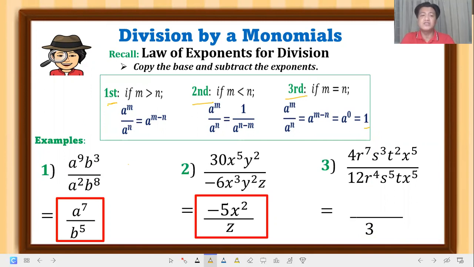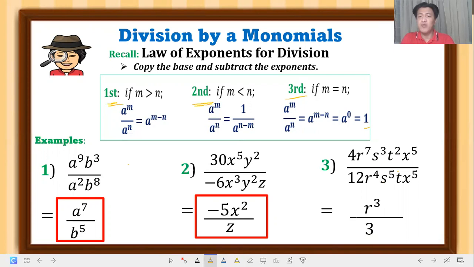Remember, apply the first condition. Subtract natin, di ba? Copy the r base, tapos subtract natin. 7 minus 4, that will become 3 or r cubed. Dito tayo sa s. Di ba? S cubed divided by s raised to 5. Okay, since mas malaki yung exponent nung nasa baba, apply natin yung second condition. Ibig sabihin yan, 5 minus 3, binaliktad natin, di ba? Yun yung rule natin. Okay, kaya 2 yon. Ibig sabihin yan, s squared.